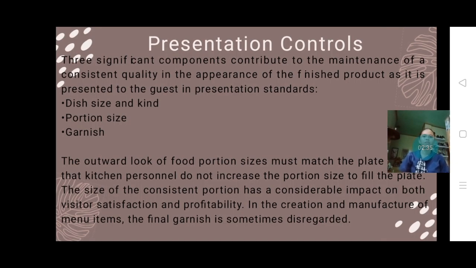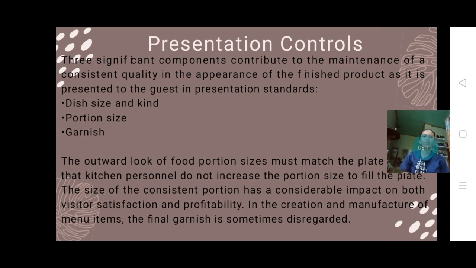Presentation controls. Three significant components contribute to the maintenance of a consistent quality in the appearance of the finished product as it is presented to the guest in presentation standards: dish, size and kind, portion size, and garnish. Presentation controls are essential for maintaining the quality of the finished dish presented to guests.